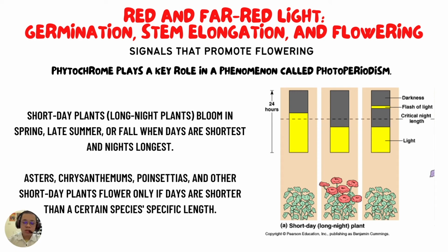If the plant is exposed to the sun for more than 12 hours, it doesn't bloom. In this second column, if it doesn't reach the 12 hours, they bloom. And then the third one, they didn't reach the 12 hours, but if there's a flash of light, they also do not bloom. So if they do not reach the 12 hours and there is an introduction or a flash of light, they will not bloom.